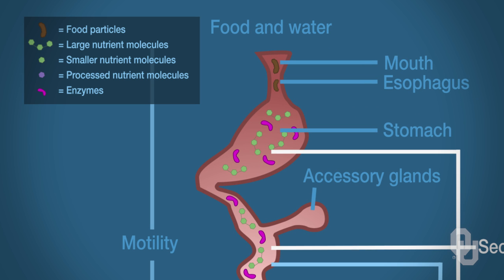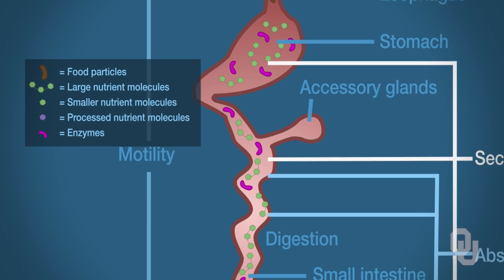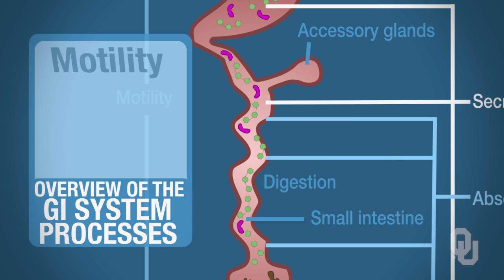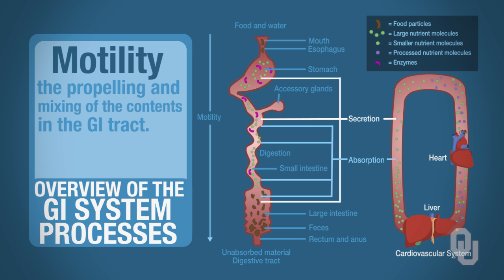As food comes into the mouth, it's mechanically and chemically broken down, and as it continues to move through the GI tract, it's moving through a process called motility. And so motility, to define that for you, is the propelling and mixing of the contents in the GI tract. As those contents move through the GI tract, they're being propelled, and as they're being propelled, they're also being mixed.